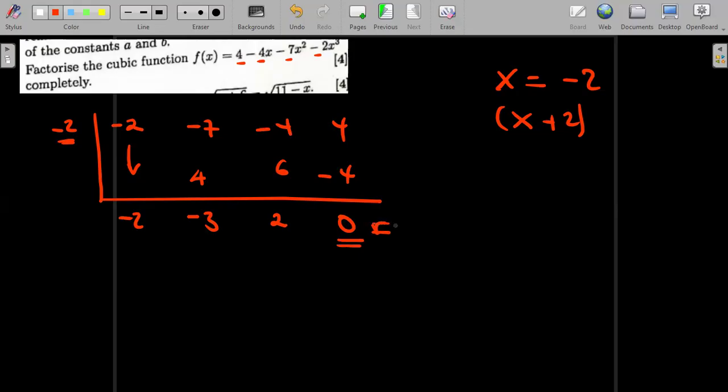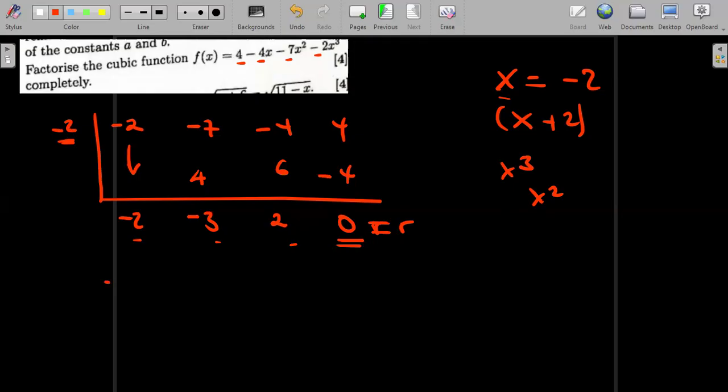So this last value here is the remainder. So the remainder is just equal to 0. Then here I've reduced the degree of the polynomial. So it has moved from the degree of 3 to the degree of 2, because I was dividing by a linear factor which had just a variable x.